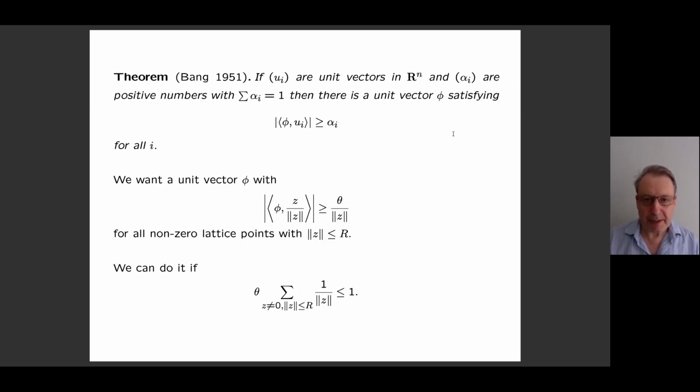Well, let's see what it does give. So here is the theorem, 51, sorry, not 52, 51. You've got unit vectors in R^n, alpha_i are positive numbers that add up to 1. Then there is a unit vector whose inner product with each of these unit vectors is at least the corresponding alpha. So this is the statement of the theorem in the Hilbert space case.